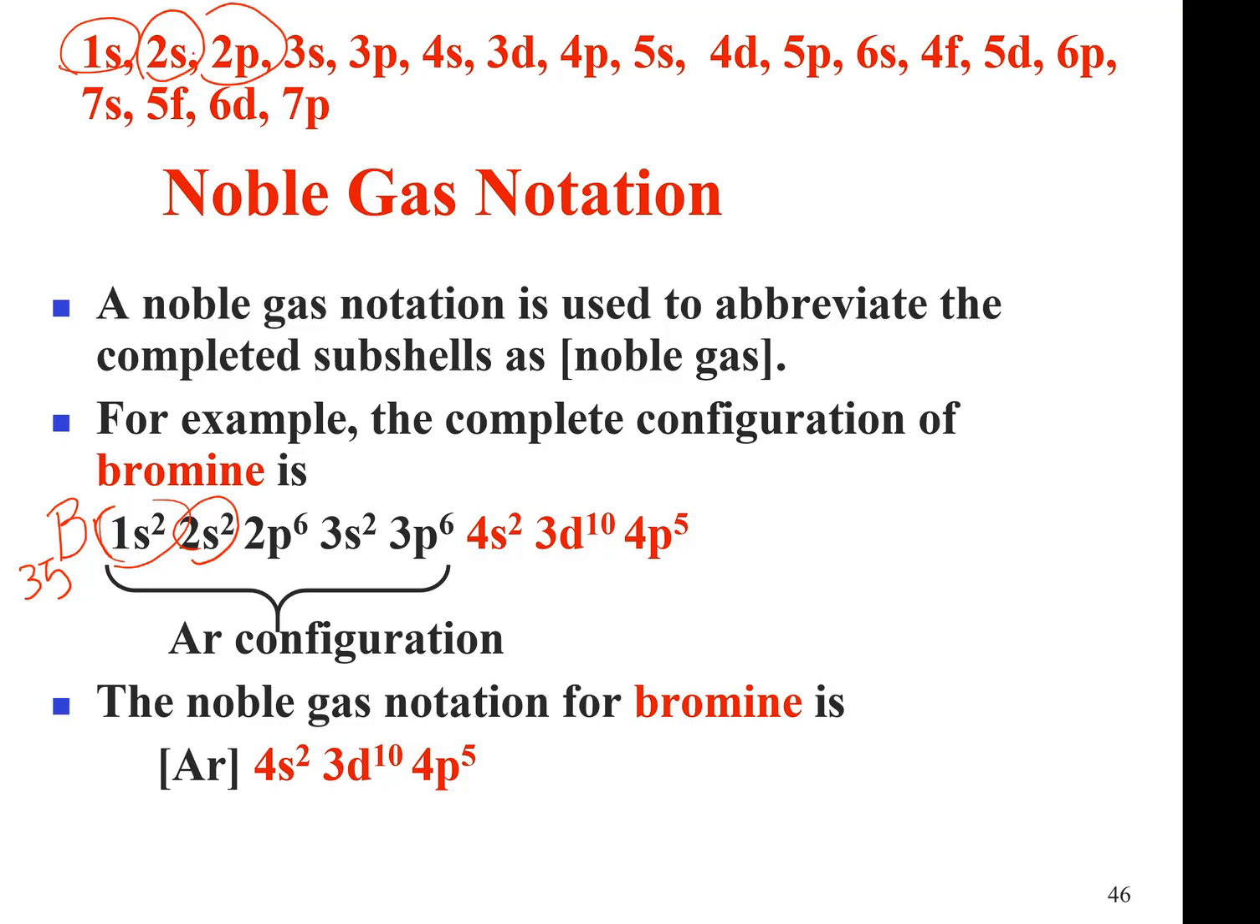Next one is 2p. There are 3 orbitals, each picks up 2 electrons, 3 times 2 is 6. Next energy level is 3s with 2 electrons. Next is 3p with 6 electrons. And 4s is the next one. S is a single orbital. Each orbital can take a maximum of 2 electrons.